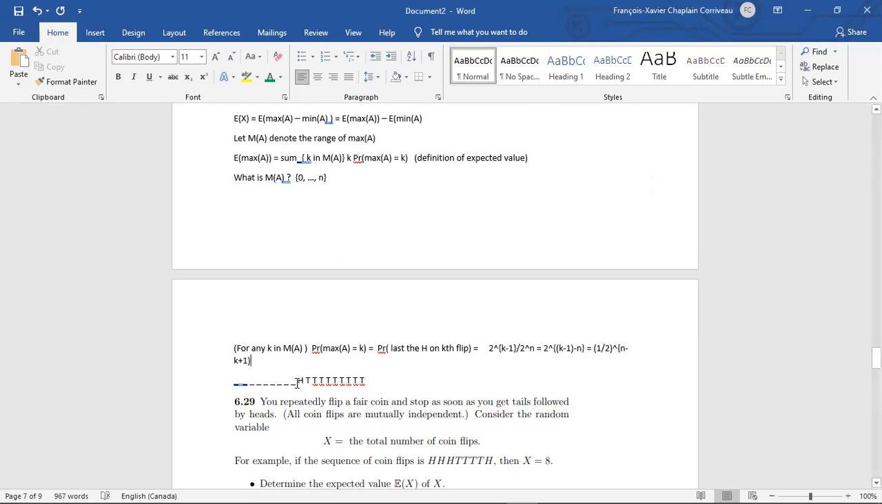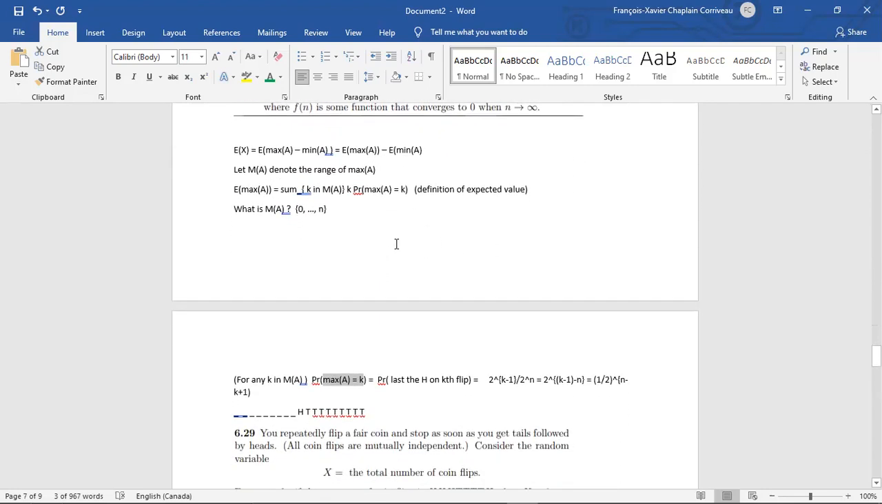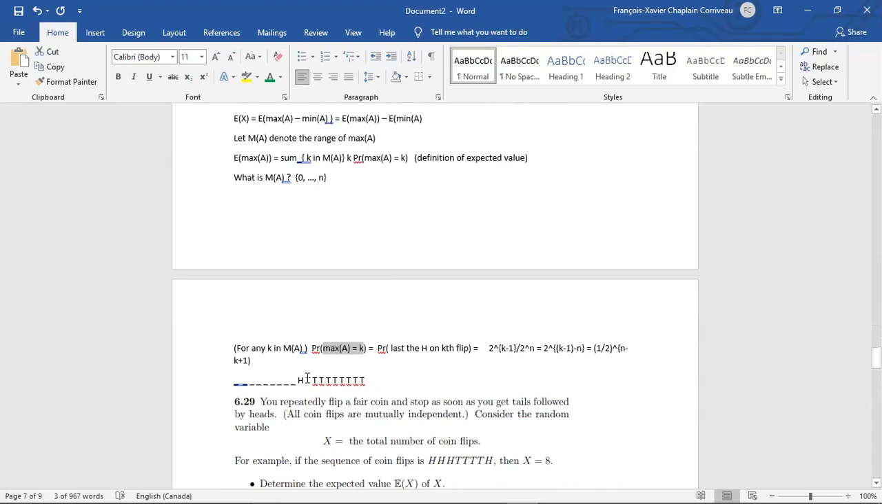Yes, that's exactly what this means. The probability that my maximum is equal to k means that when I was flipping my coin, I got a head for k, but then I got a bunch of tails after, right? If at k plus 1 I get a head, then it's in my set, but then my maximum would not be k, it would be k plus 1. So once I flip head for my maximum, everything after needs to be tails.